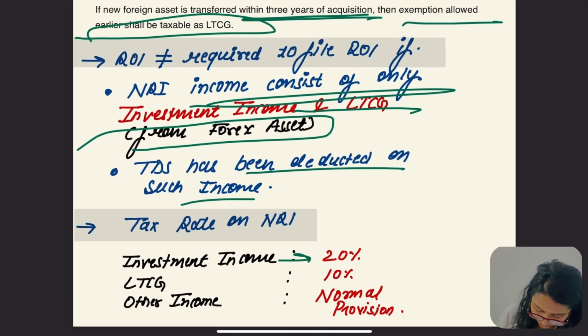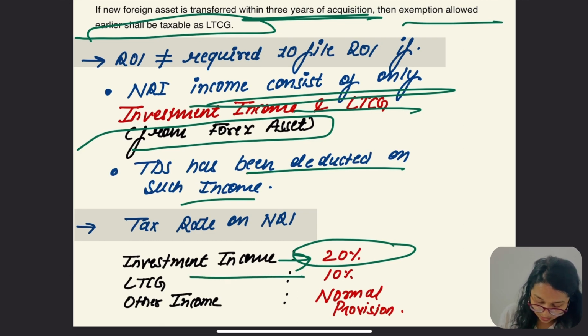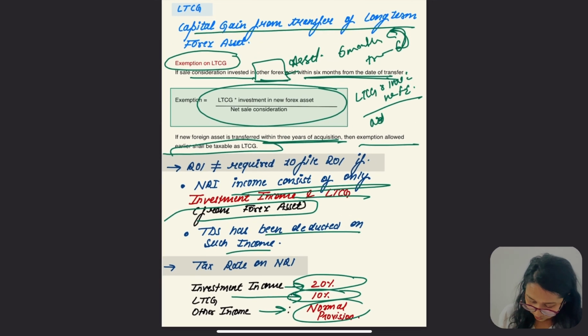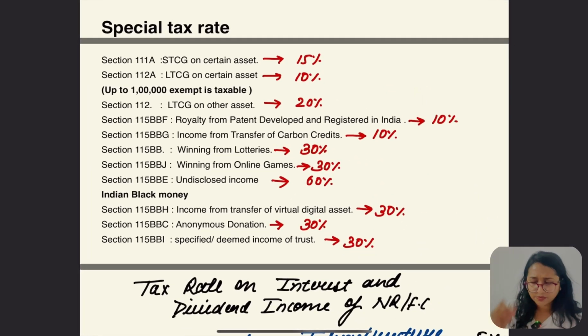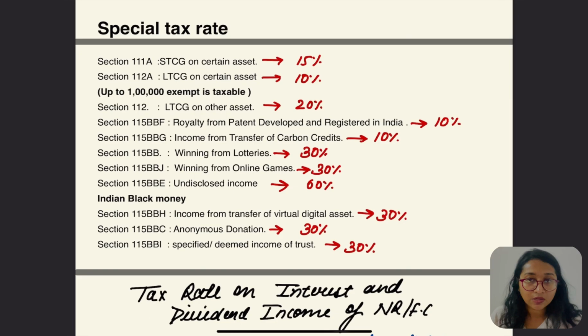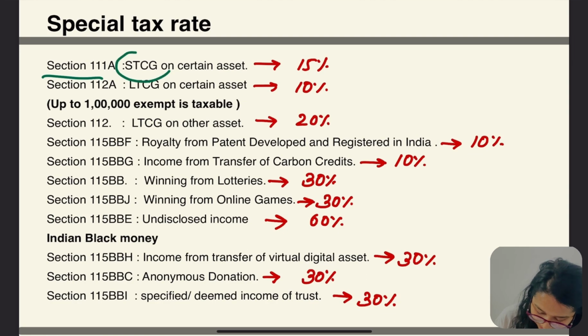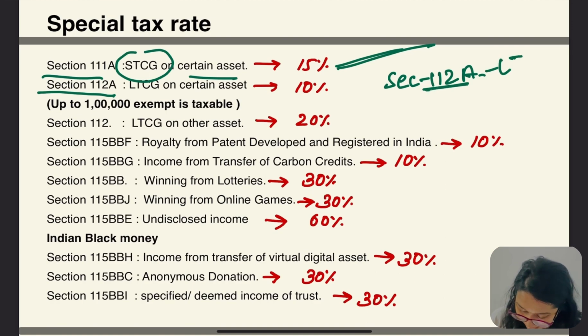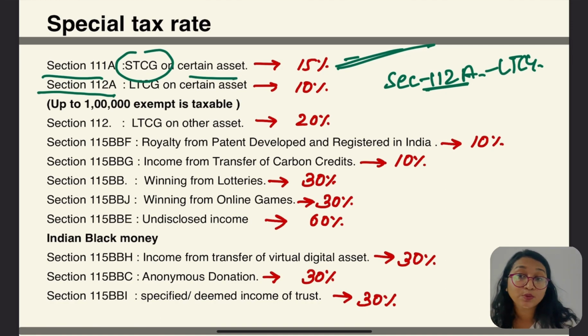Now, for investment income, 20% tax is chargeable, for LTCG 10% is chargeable, and for other income it is as per the normal provisions. Again, let's go through some special tax rates for non-residents, very quickly. Section 111A covers STCG on certain assets, and the tax rate would be 15%. Section 112A covers LTCG, which is 10%, but up to 1 lakh would be exempt.